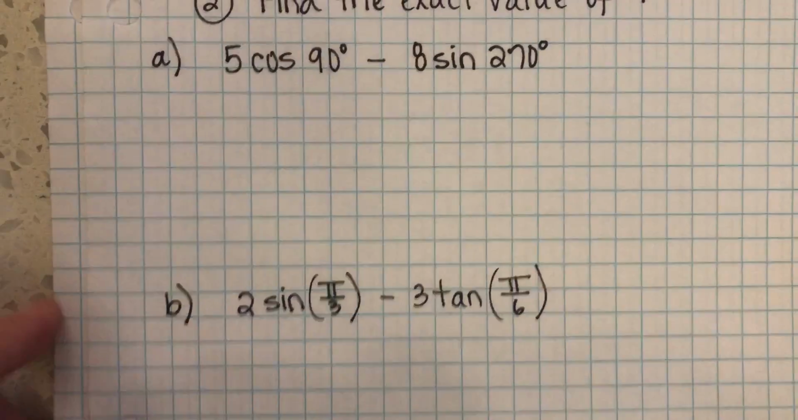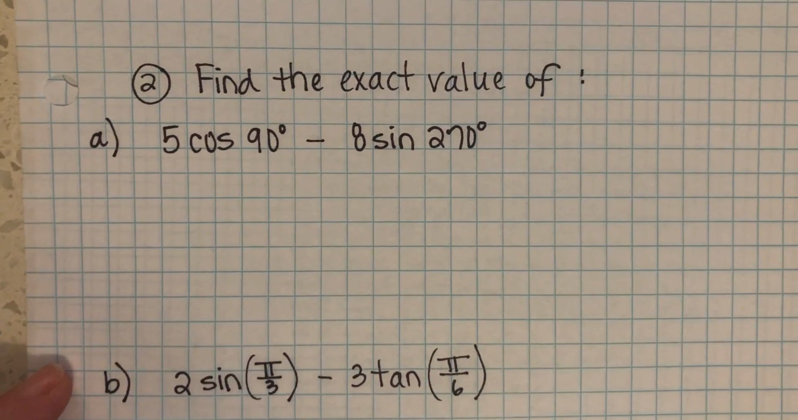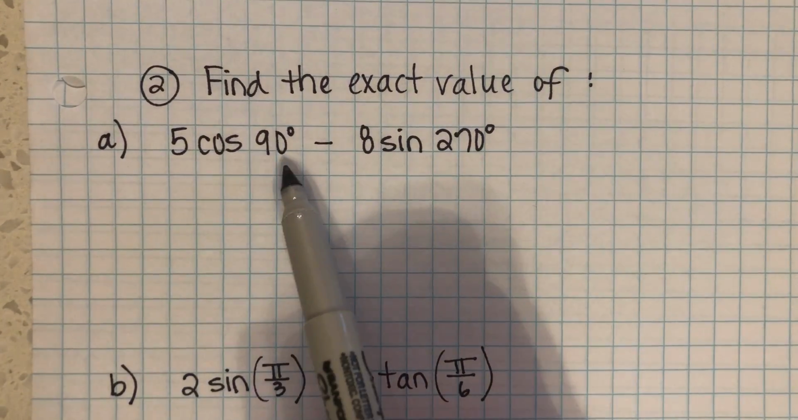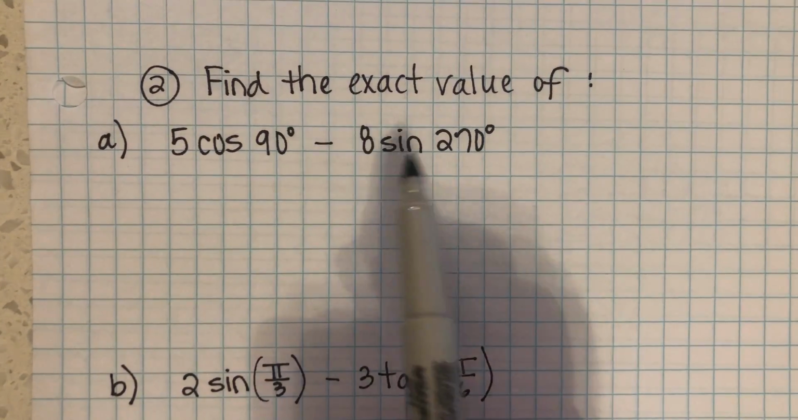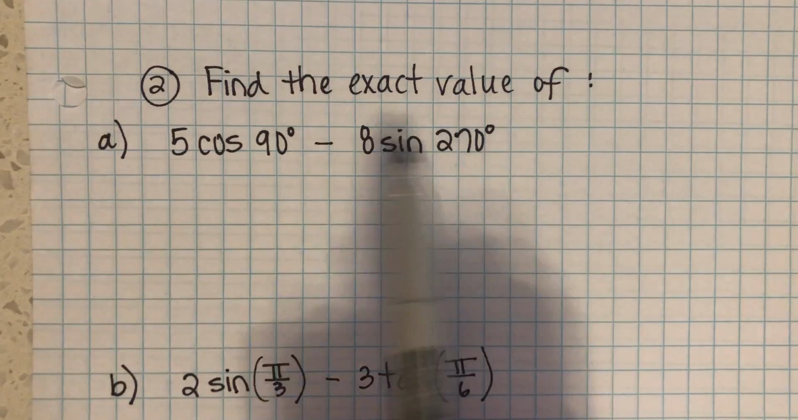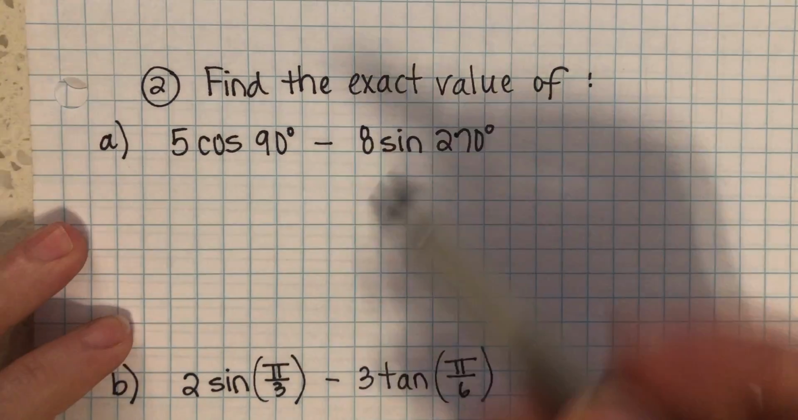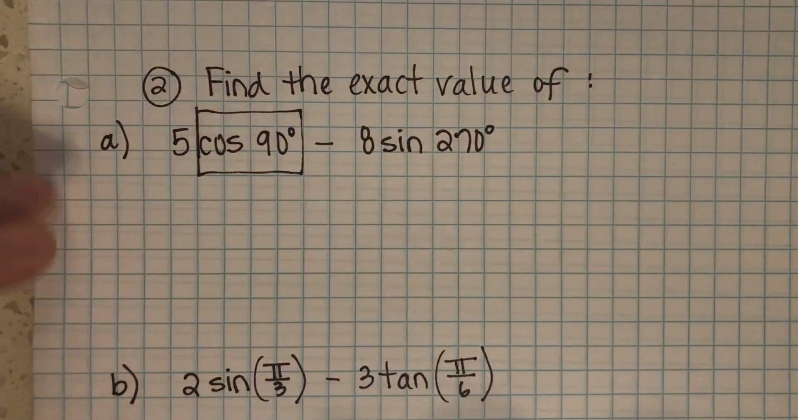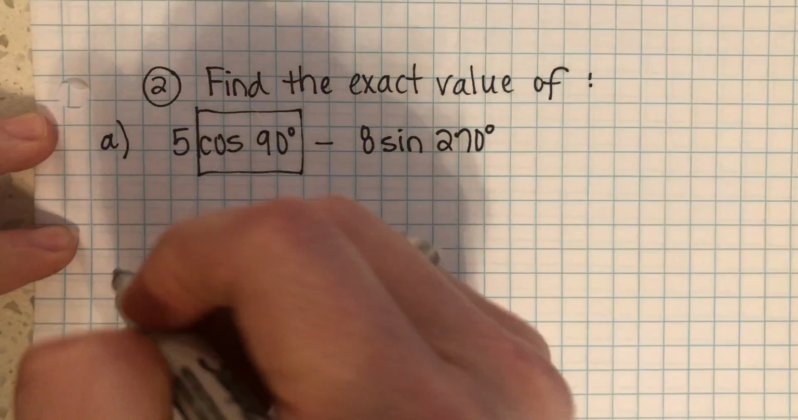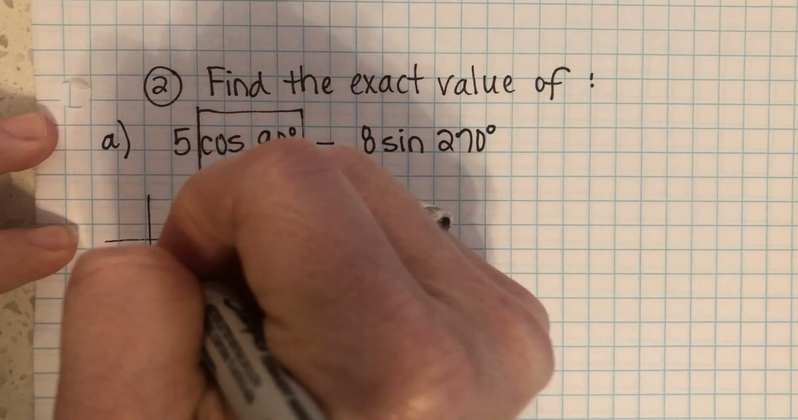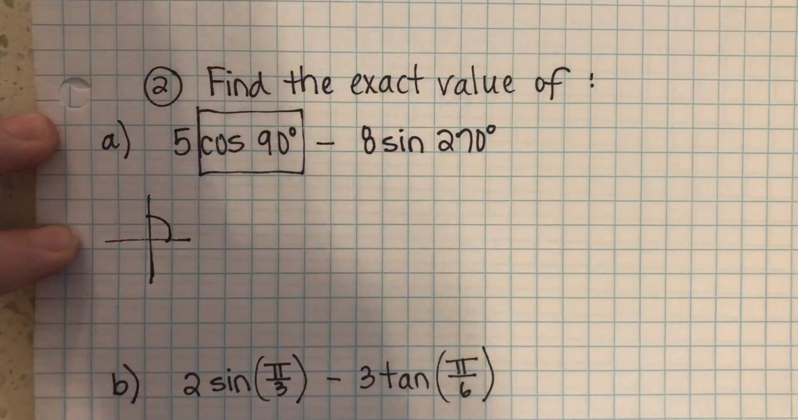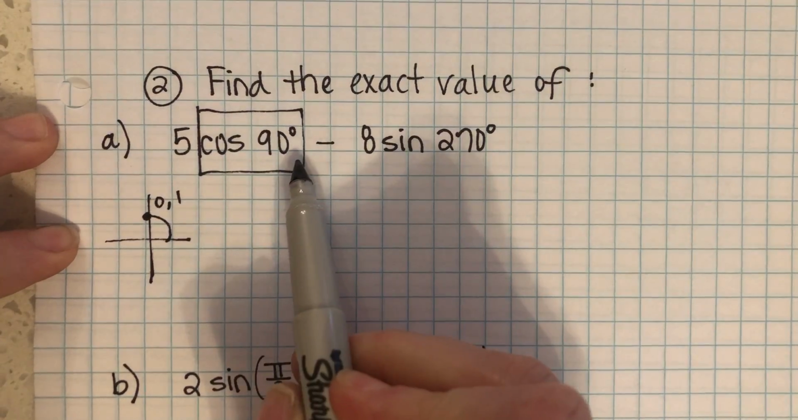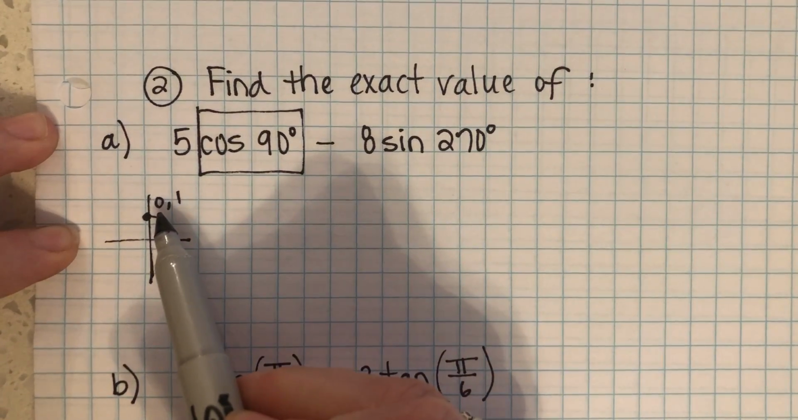All right, now it says, find the exact value of 5 times the cosine of 90 degrees minus 8 times the sine of 270 degrees. Well, I have to figure out what these ratios are. What is the cosine of 90 degrees? Where does 90 degrees land on your unit circle? It lands right there at the ordered pair 0, 1, up 1. So the cosine of 90 degrees is the x-coordinate. What is the x-coordinate? 0.